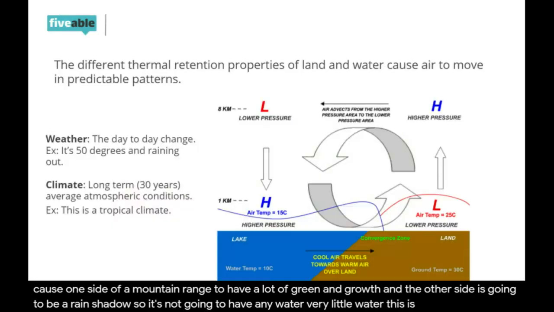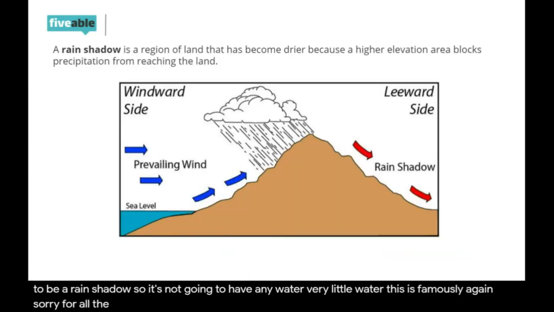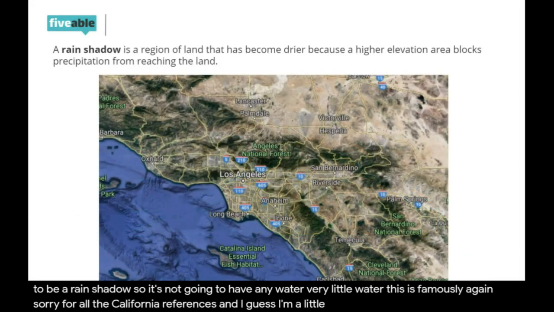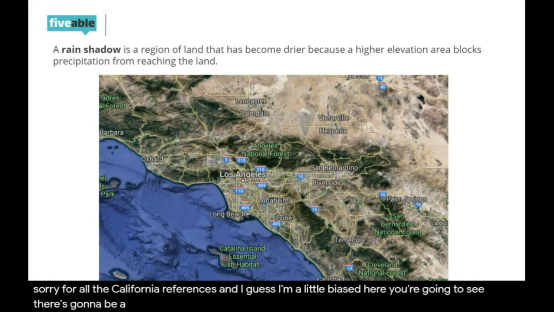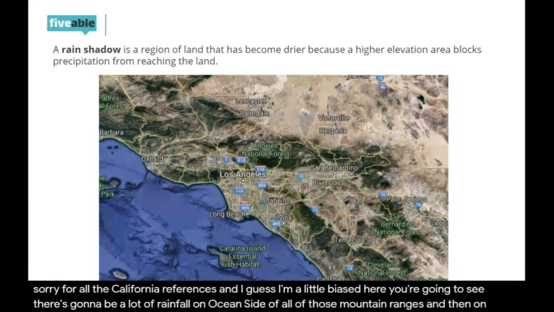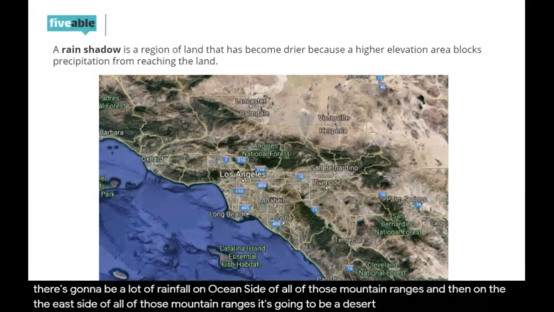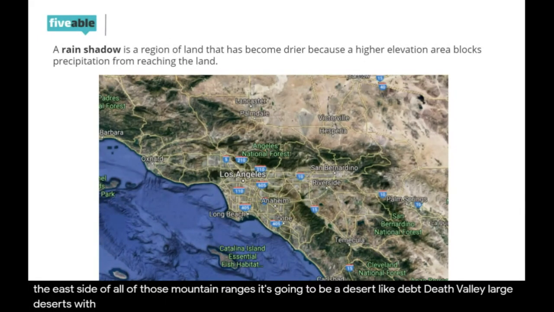This is famously, again, sorry for all the California references. I guess I'm a little biased here. You're going to see there's going to be a lot of rainfall on the ocean side of all of those mountain ranges. And then on the east side of all of those mountain ranges, it's going to be a desert. It's like Death Valley, large deserts with not a lot of water. And those are large rain shadows.